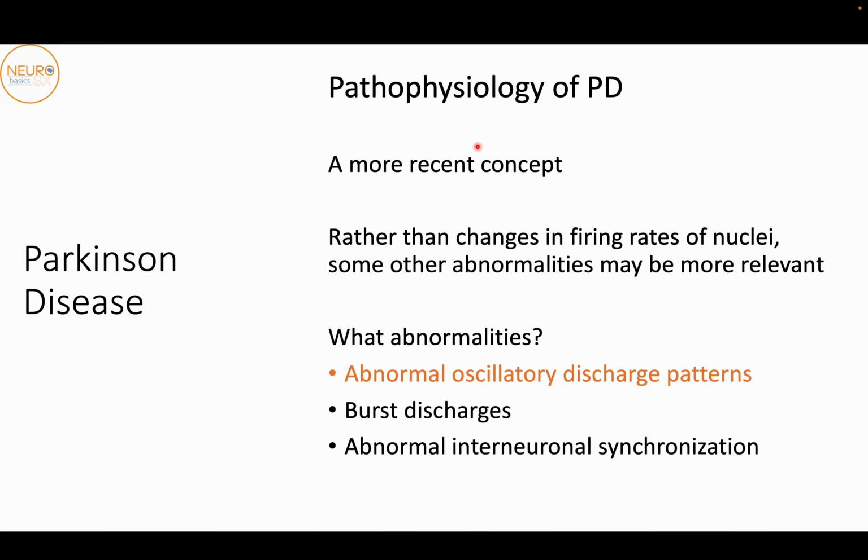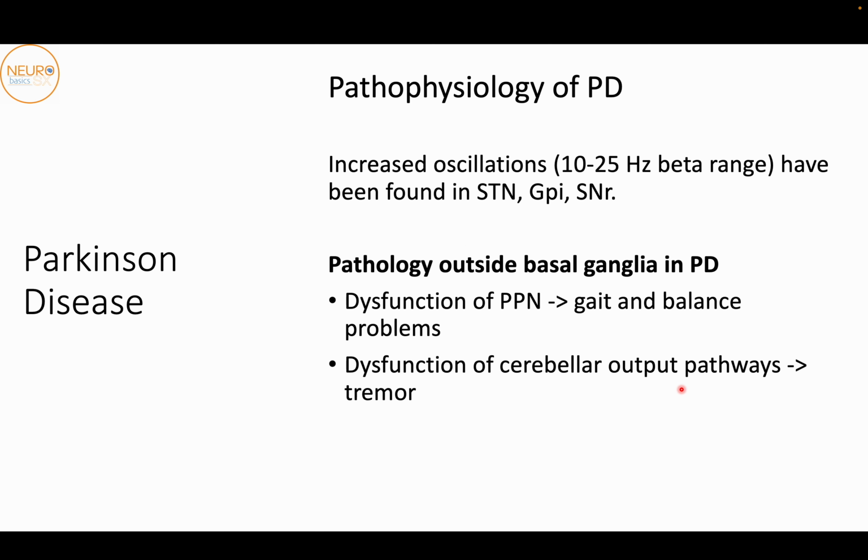But a more recent concept is that rather than the changes in firing rates of the nuclei, there might be some other abnormalities that are more relevant. What could these abnormalities be? A really important one is abnormal oscillatory discharge patterns. There are also burst discharges and abnormal interneuronal synchronization, but if you have to remember one thing, it is abnormal oscillatory discharge patterns when it comes to the recent concept of how PD works.